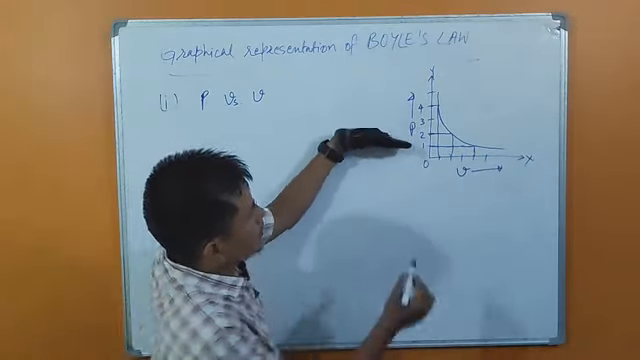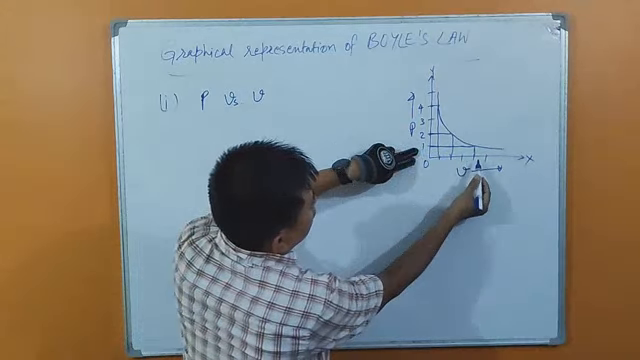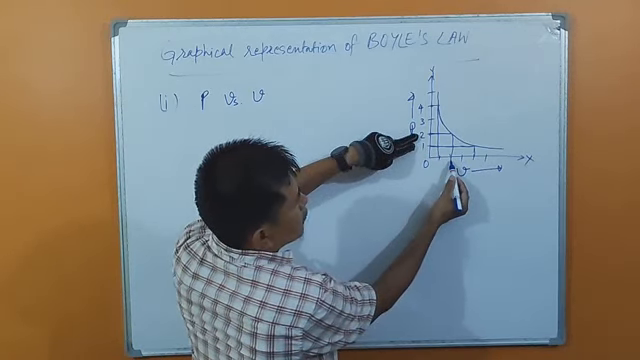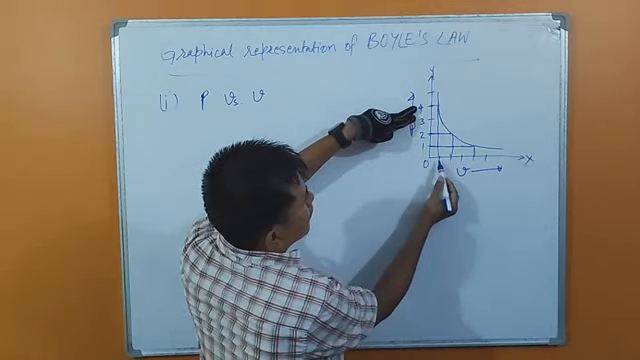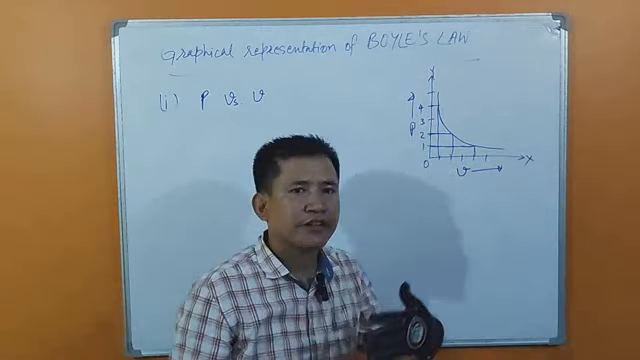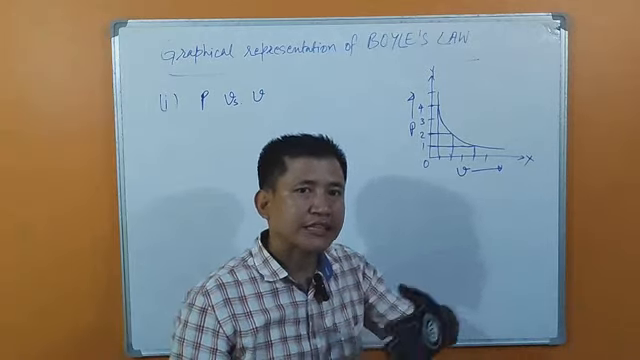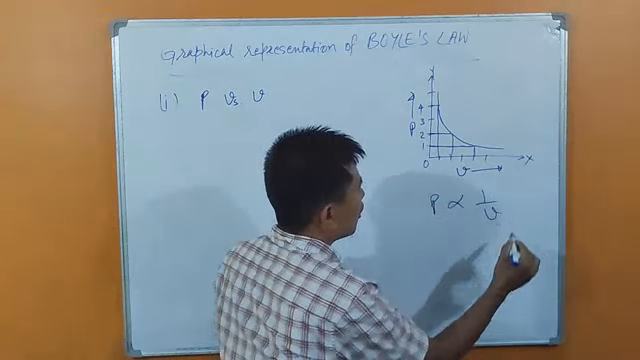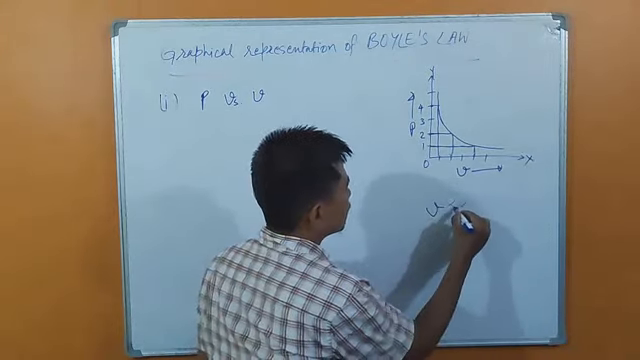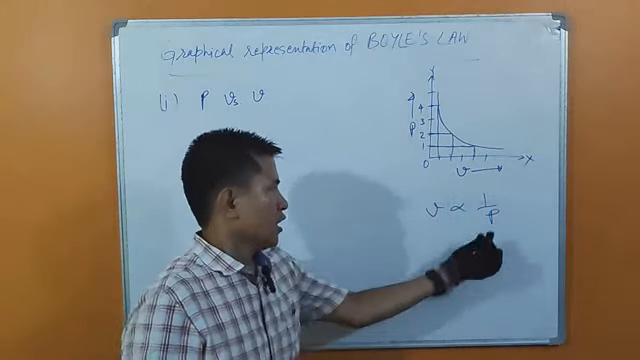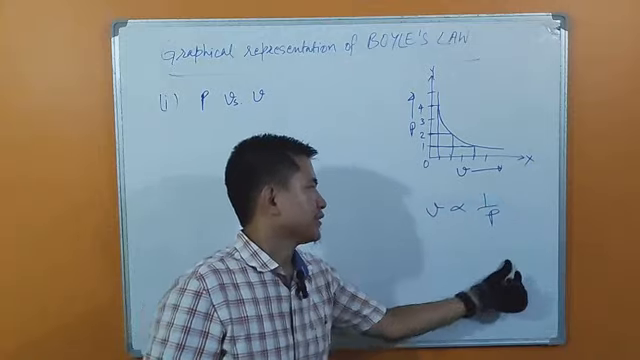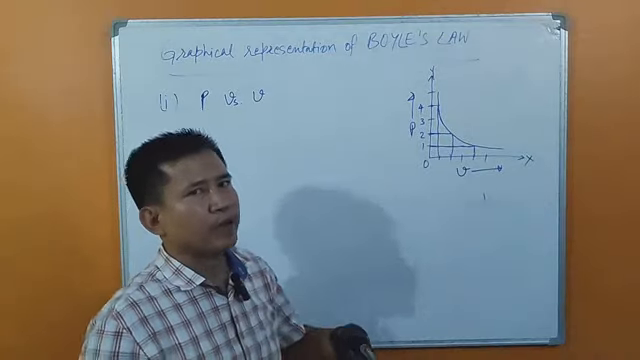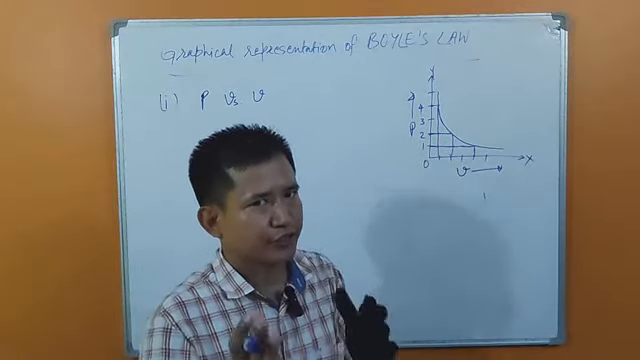Which means when the pressure was 1, volume was 4. When the pressure became 2, volume became 2. When the pressure became 4, volume reduced to 1. This means when you increase the pressure, volume reduces. When you decrease the pressure, volume increases. Pressure is inversely proportional to volume, or you can also say volume is inversely proportional to pressure. This curve proves that pressure is inversely related to volume.